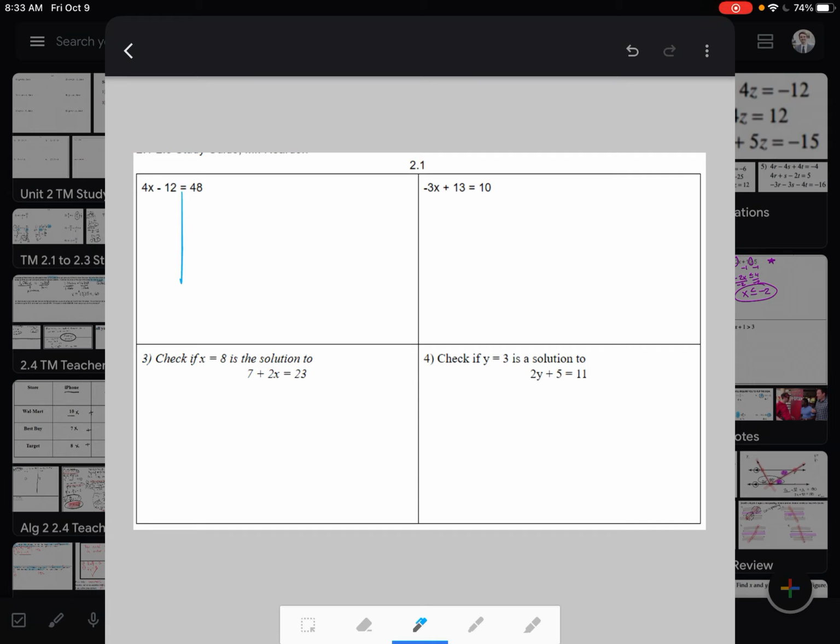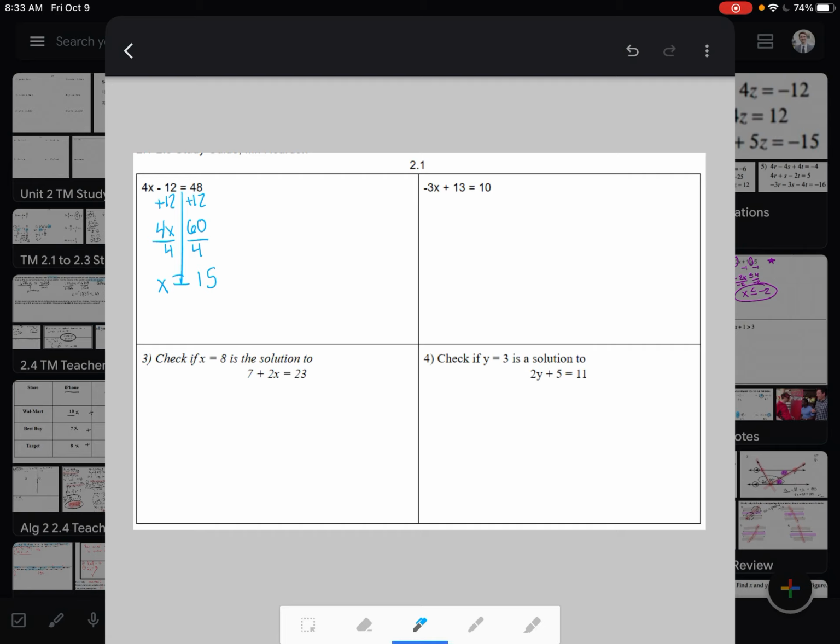So we always draw this line to make sure we're keeping balance on both sides, and our goal is to get to x equals, so to get the variable alone. So we do our inverse operation. The opposite of minus 12, we add 12 on both sides. We're left with 4x on the left and 60 on the right side. We'll divide both sides here by 4, and we'll get that final answer of, oops, I wrote down the wrong thing, sorry there. We'll get that final answer of 15, not 25.